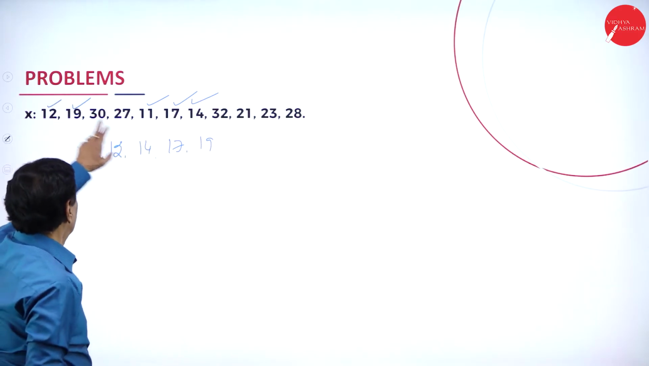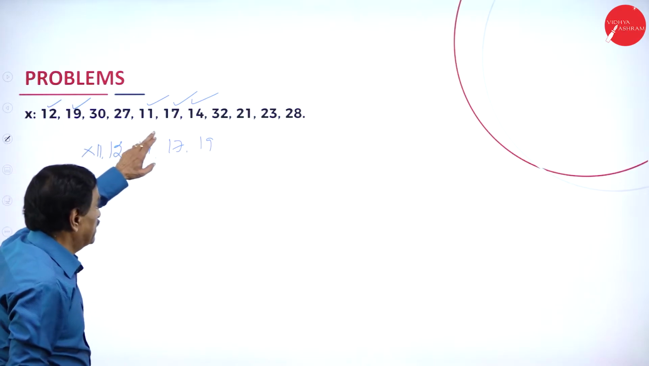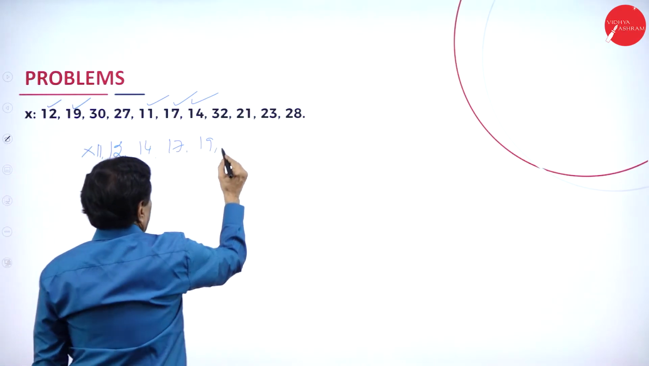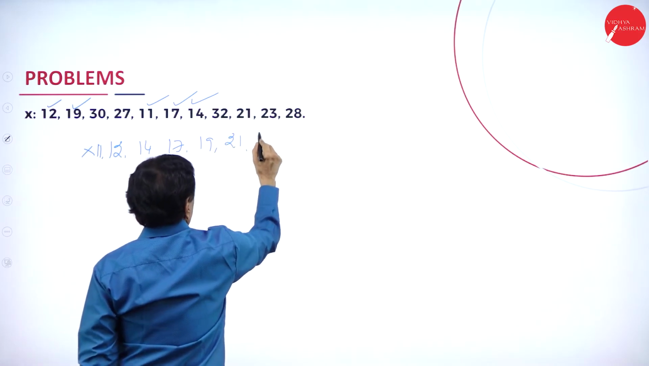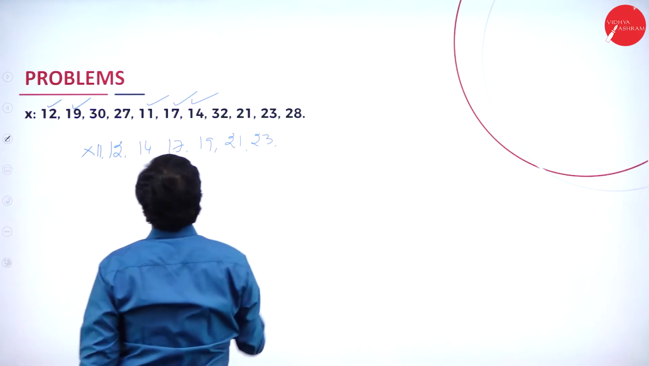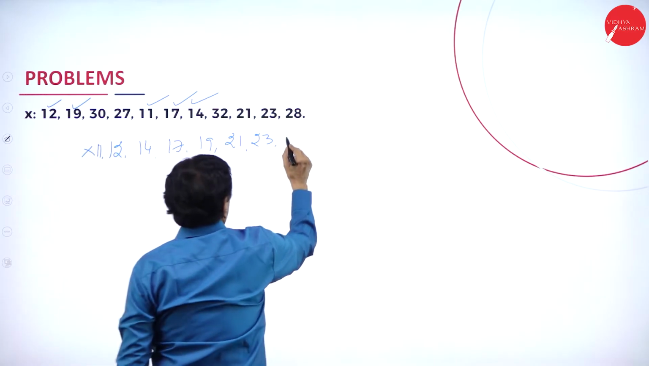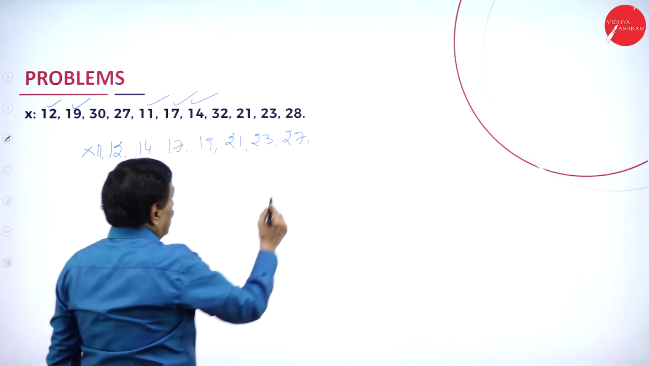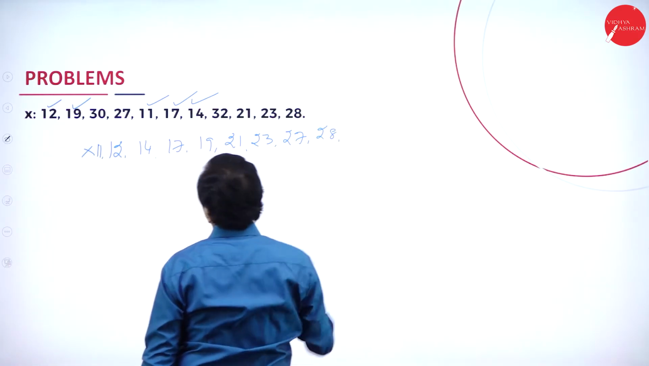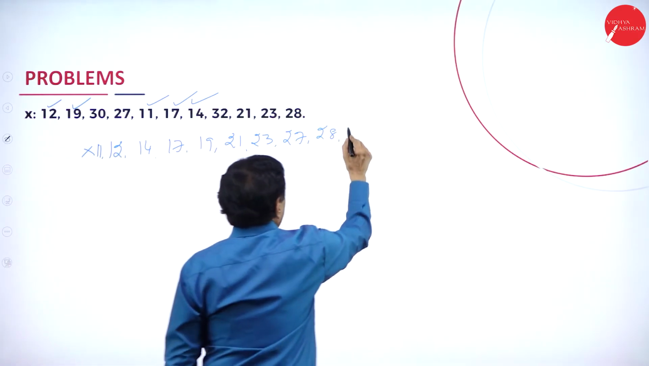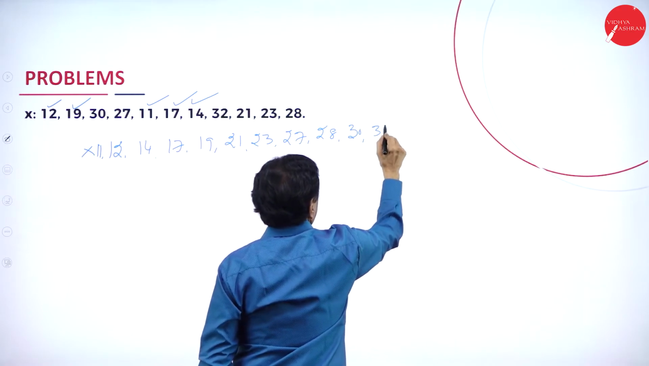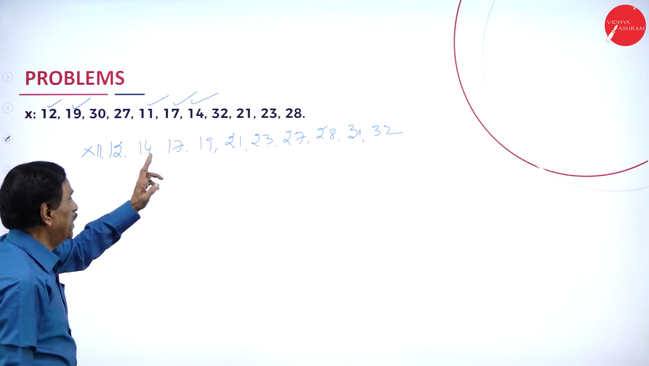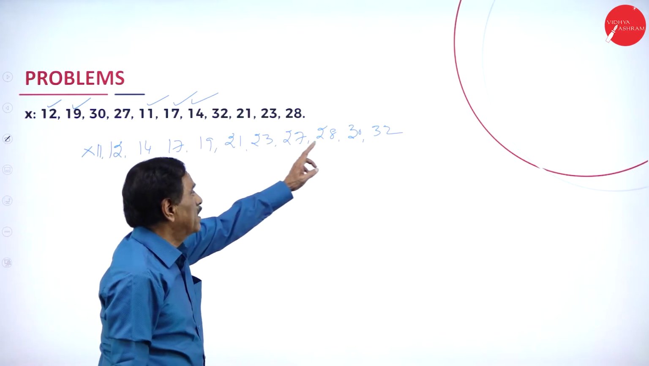First is 11. Next is 12. Next is 17. Next is 19. What is the next one? 21. Next is 23. Next is 27. Next is 28. Next is 30. Next is 32. So you got 11, 12, 14, 17, 19, 21, and so on. It is in order.